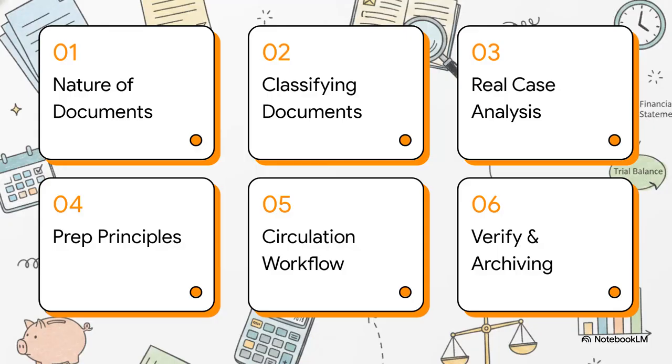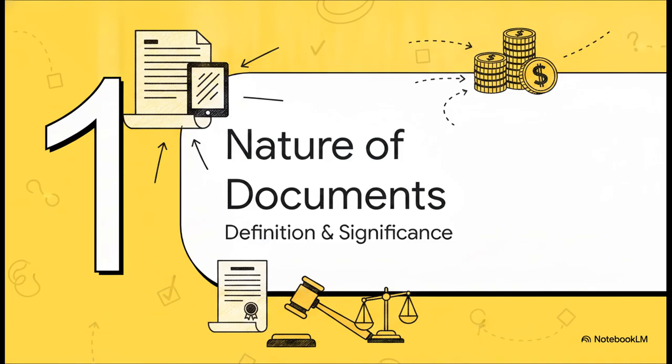To master this detective work today, we're going to follow 6 quick steps: the nature of documents, classifying them, a real case analysis, preparation principles, the circulation workflow, and finally, verification and archiving. Let's kick things off with Section 1, the nature of accounting documents.